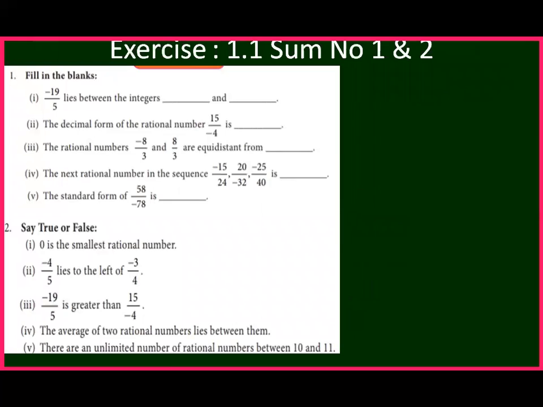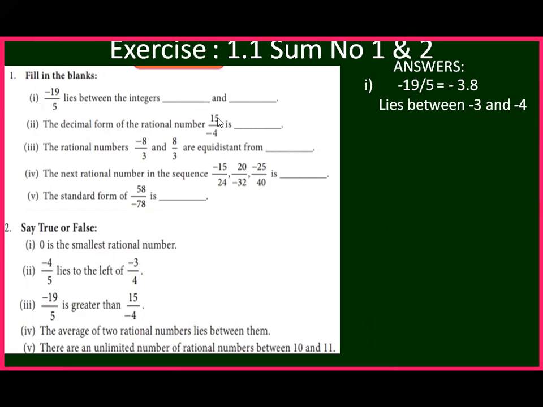Now we move into the exercise. As we do the sums, we will learn the definitions. Fill in the blanks. Minus 19 by 5 lies between the integers. When you divide minus 19 by 5, you get minus 3.8. So minus 3.8 lies between minus 3 and minus 4.